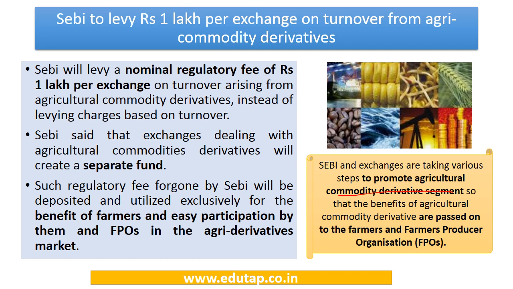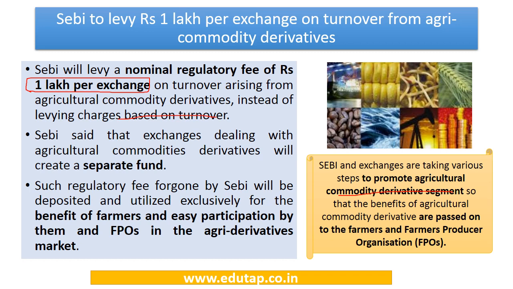So recently SEBI has announced that it is going to charge only a nominal regulatory fee of rupees 1 lakh per exchange. So only a nominal fee of rupees 1 lakh per exchange is going to be levied on the turnover which arises from the agricultural commodity derivatives, instead of levying the charges based on the turnover. So instead of seeing what is the turnover of that exchange, and if the turnover is higher, levying a higher charge, SEBI has put in a flat 1 lakh per exchange regulatory fee for the turnover from agricultural commodity derivatives.